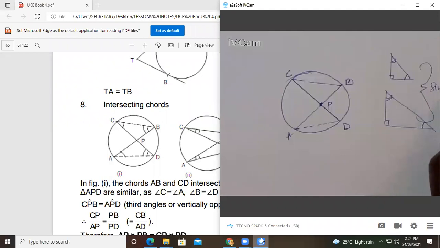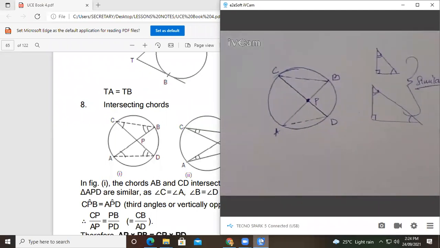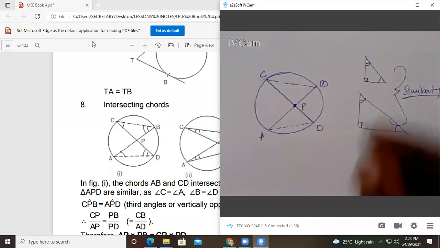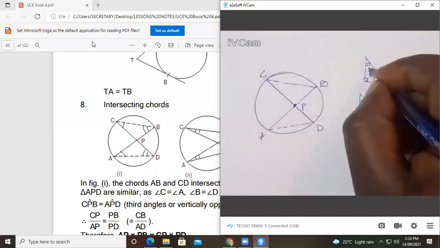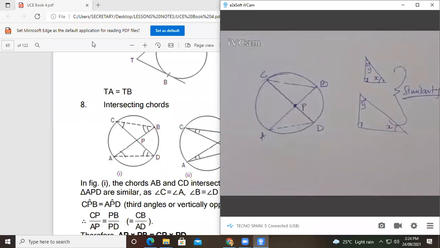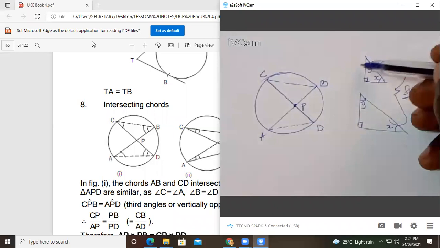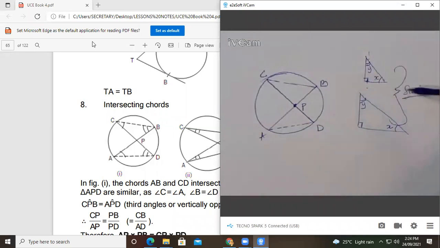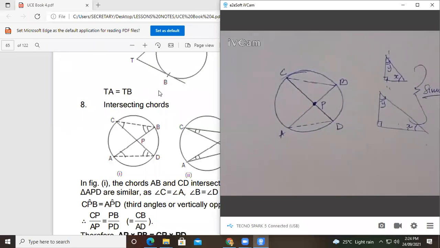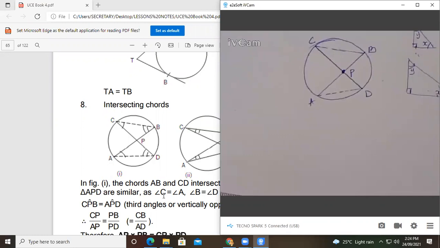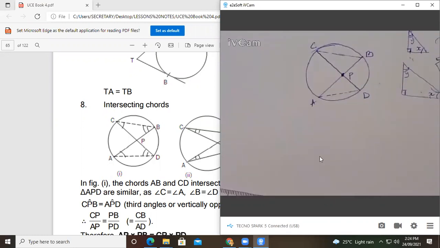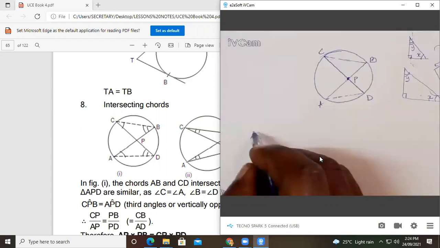If you remember very well from school, that's what you looked at when looking at similarity: angles being the same, while the size may be different. The size may be different, but the angles are equal to one another. So triangle CPB and triangle APD are similar. If they are similar, then they have summarized and said that angle.